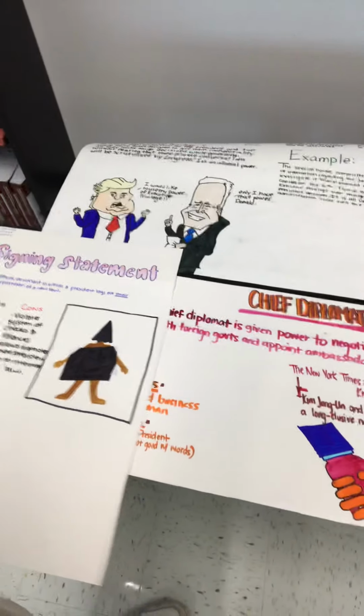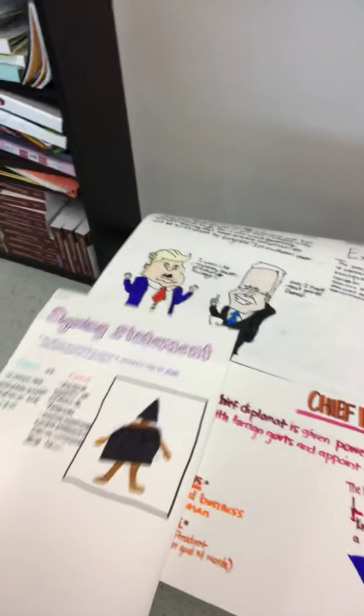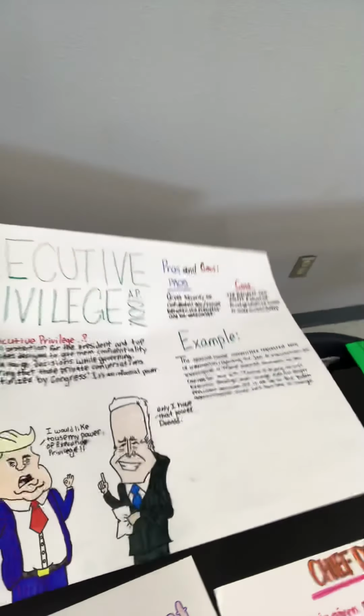Chief Diplomat, Kata did this one. I like this one, right? It's just showing that she was down a lot of people too. I know she would have come up with a better picture if she had more people in her group. That's the signing statement again. Executive privilege again. This is a good job, George.